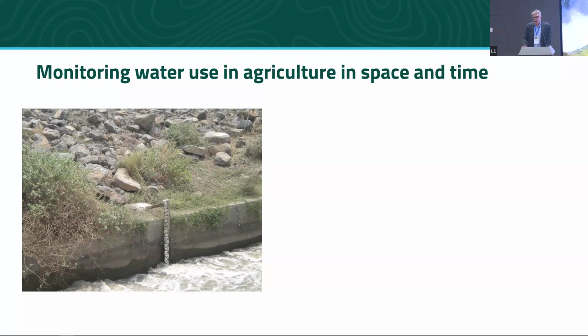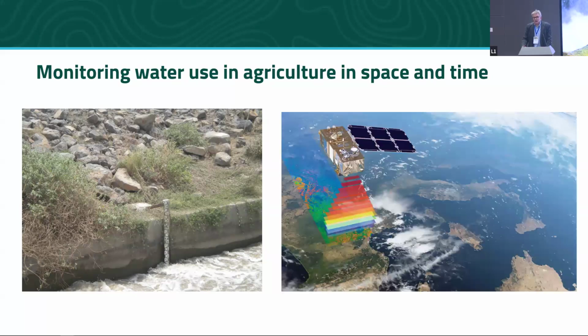And to know how much water is being used in agriculture, we use this type of gauging stations. And then you have one value per point. But that's not what you really want. If you want to change the management, then you need much more data points over a larger area. And there, remote sensing can help.